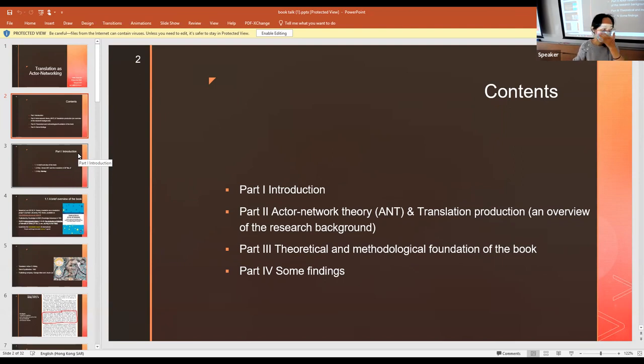I aim to give you a general impression of the book. And I also share my research experience with you by applying ANT to study the production process of Monkey.